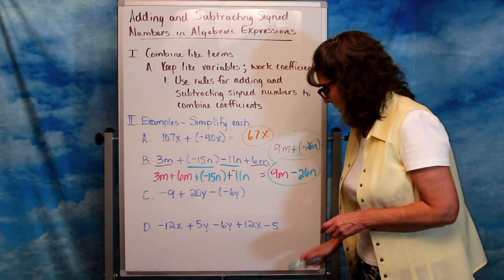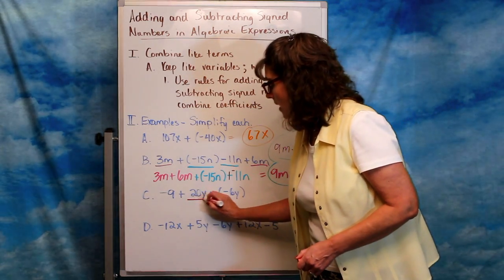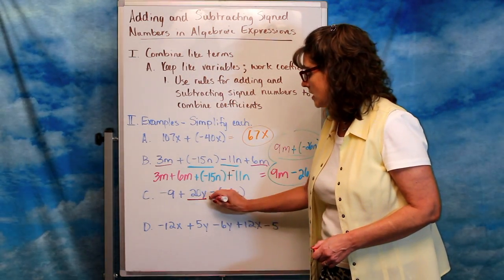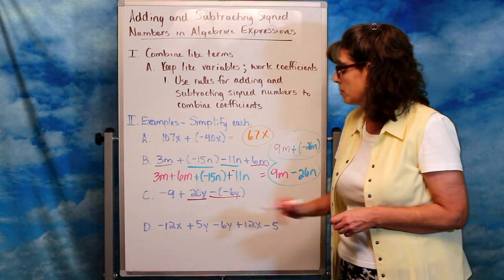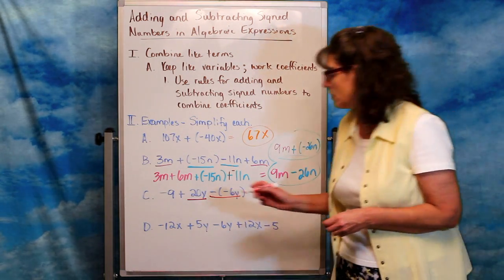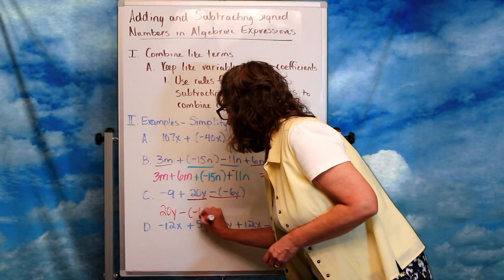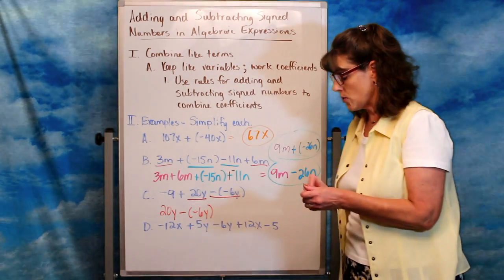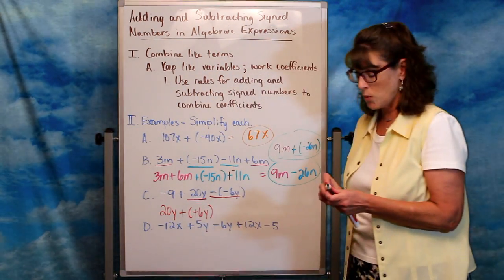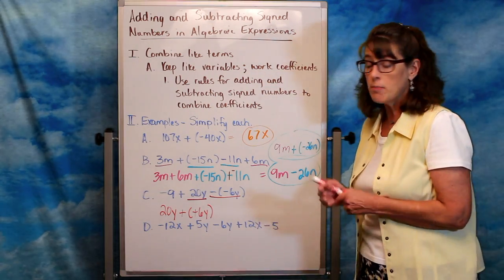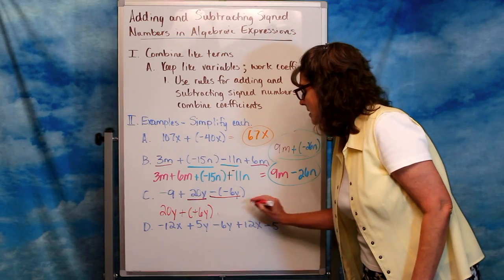Now take a look at this one. Once again, I'm going to combine like terms. I have a 20y here minus a negative 6y. Those are like terms. This negative 9 is a standalone. So when I put these two together, again I'm going to add the opposite of the second one, which gives me plus a positive 6y. And now 20y plus 6y is going to give me 26y.